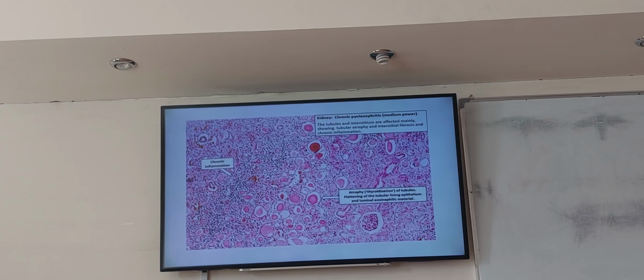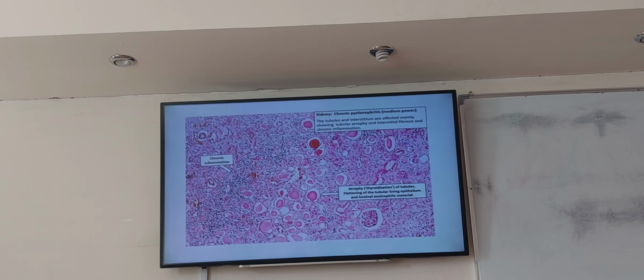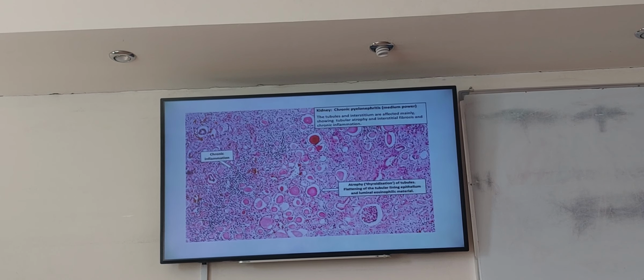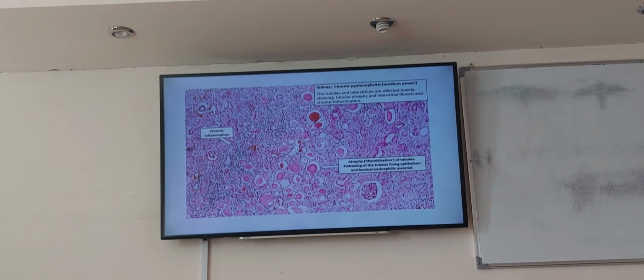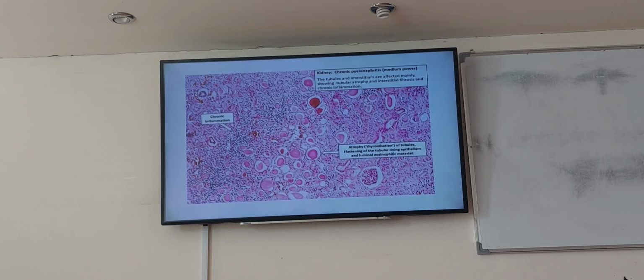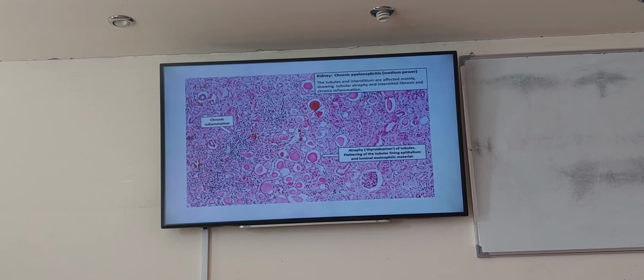Tell me the causes of chronic inflammation. Number one, persistent infection. Number two, prolonged exposure to toxic agents. And number three, autoimmune. Remembered? Now, what are the histological types that I can see?